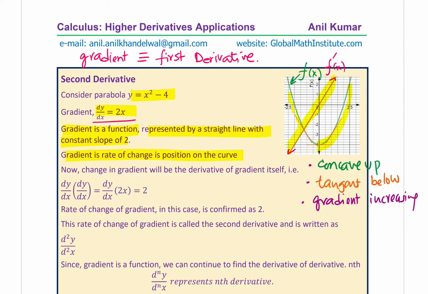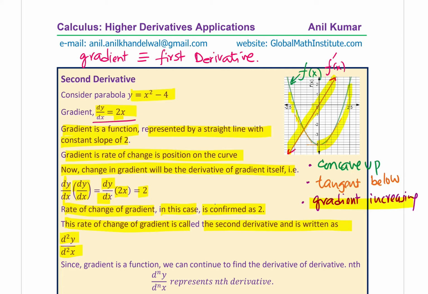Now, when we say that the gradient is increasing, it really means rate of change of the gradient is positive. So what we do is we find derivative of derivative. So derivative of derivative in this particular case will be derivative of 2x, which is a constant 2. So rate of change of gradient in this case is confirmed to be 2, positive 2. That means the gradient is increasing. Perfect. This rate of change of gradient is called the second derivative and is written as d2y by dx2, right? That is how we are going to write it.